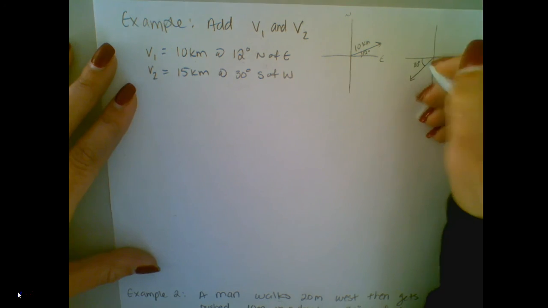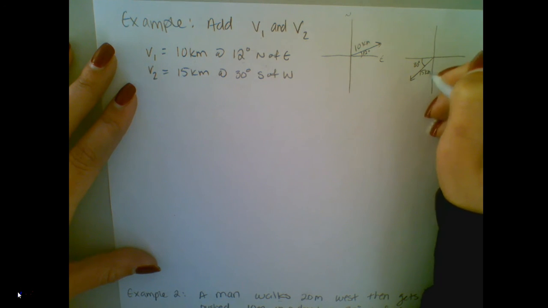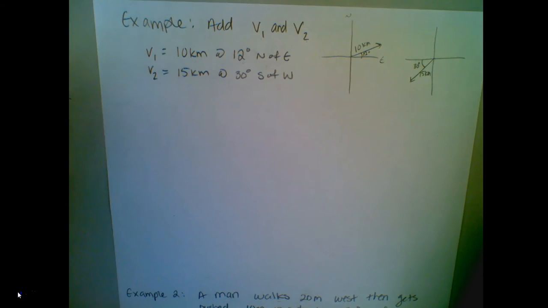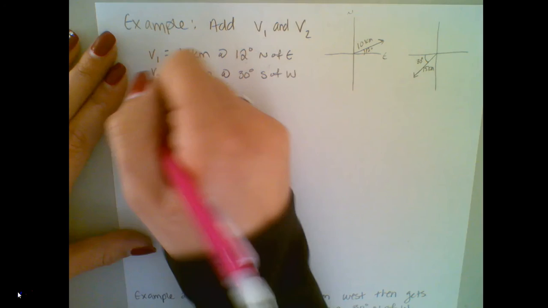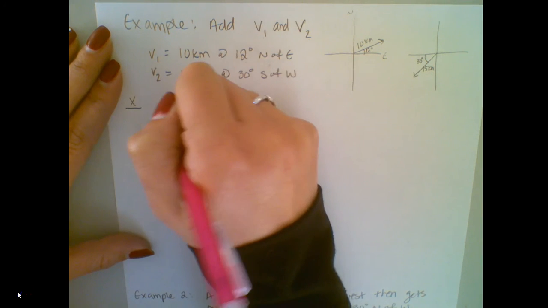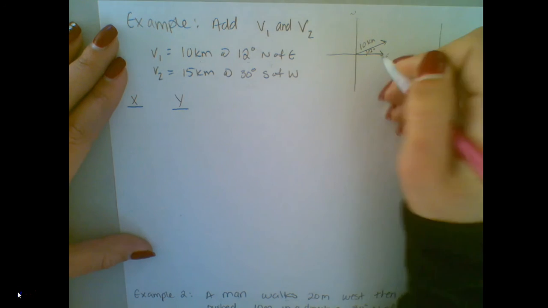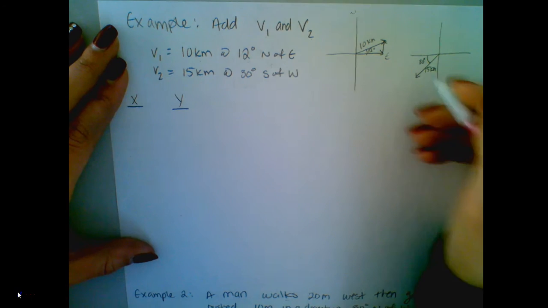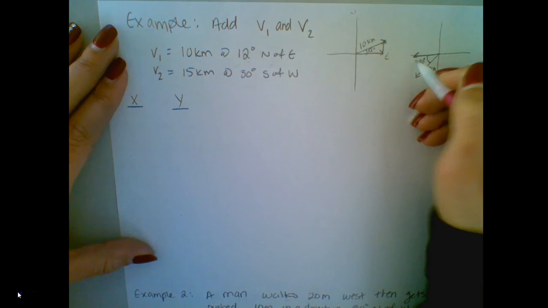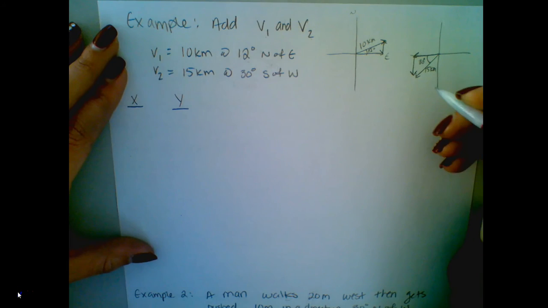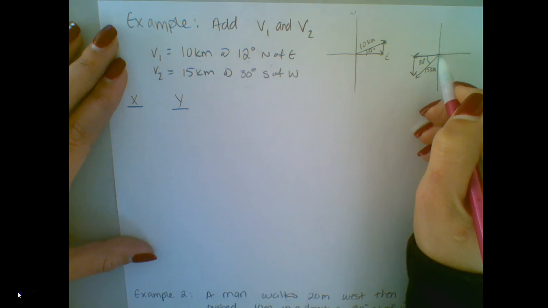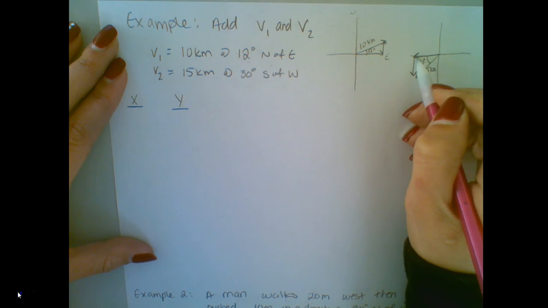So I would find the x component first. So in this case, it would be 10 cosine 12, and then minus, because remember the x direction on this one is negative. So minus 15 cosine 30. That's all my x's. In the y, I have 10 sine 12 minus 15 sine 30. And then I would go ahead and calculate that.